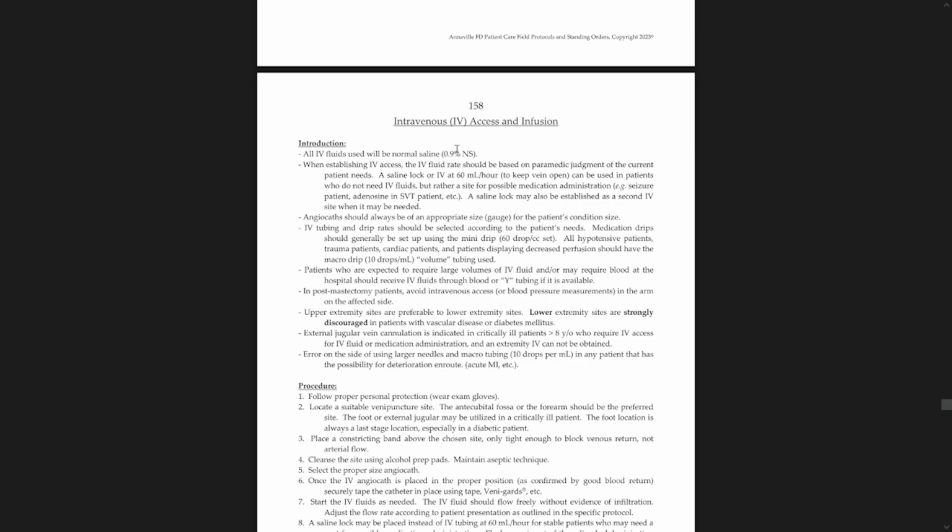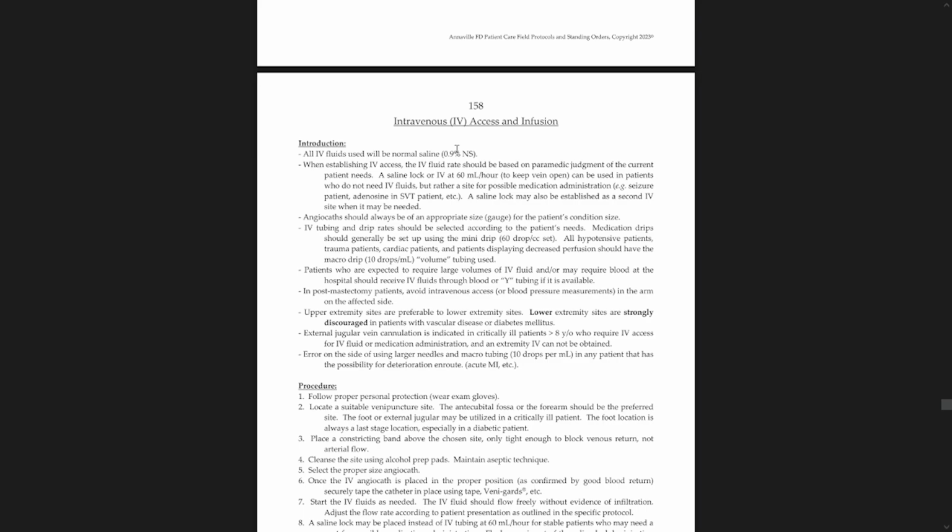Angiocaths should always be of an appropriate size or gauge for the patient's condition and size. IV tubing and drip rate should be selected according to the patient's needs. Medication drips should generally be set up by using the mini drip set. All hypotensive patients, trauma patients, cardiac patients, and patients displaying decreased perfusion should have the macro drip set at 10 drops per mL volume tubing used. Patients who are expected to require a large amount of IV fluids and/or may require blood at the hospital should receive IV fluids through the blood or wide tubing if it is available.